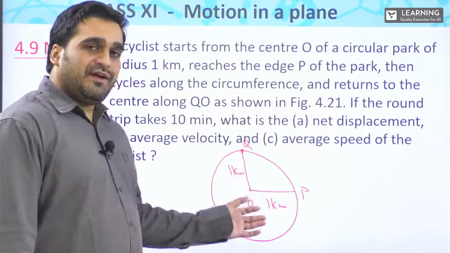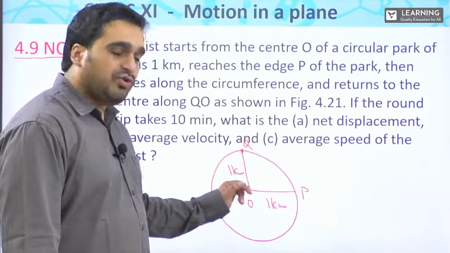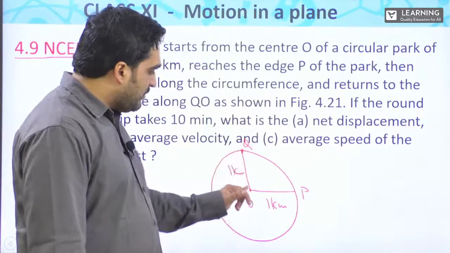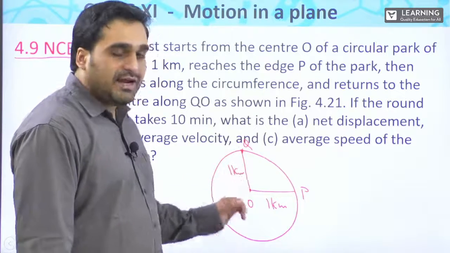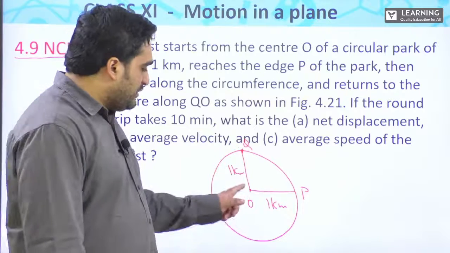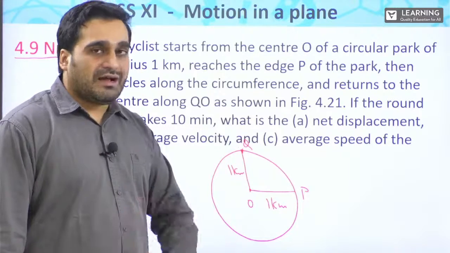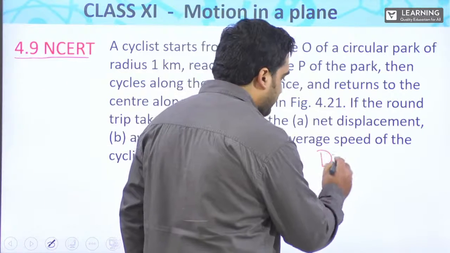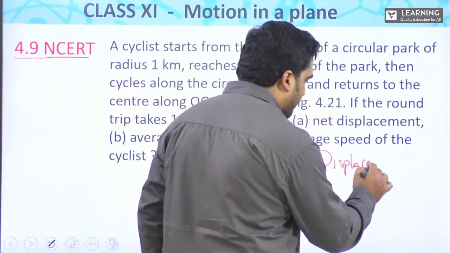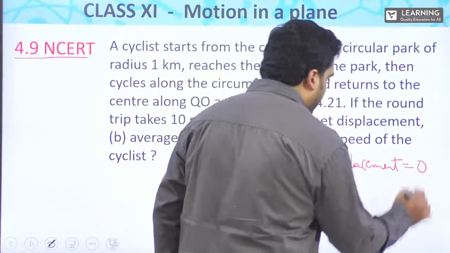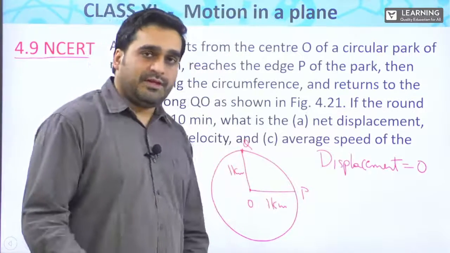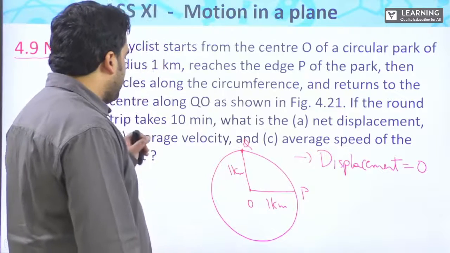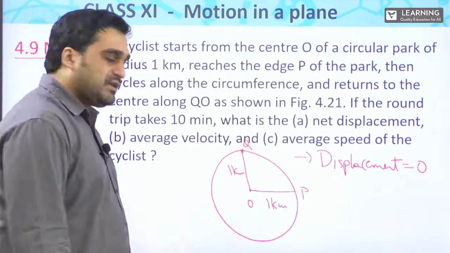The initial and the final point will both be at O, because he starts from O, goes round this once and finally ends at O. So therefore, since the initial and the final point are the same, displacement is equal to 0. See, we've already found one part of the question. What is the displacement? The next part of the question is to find the average velocity.